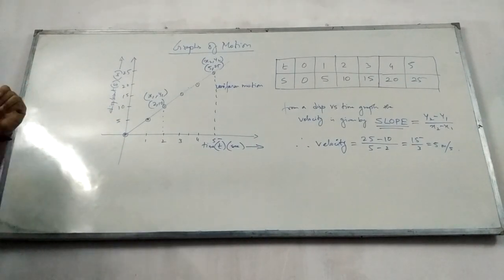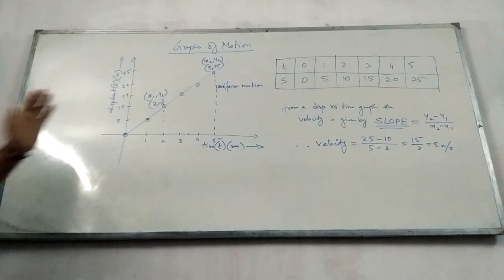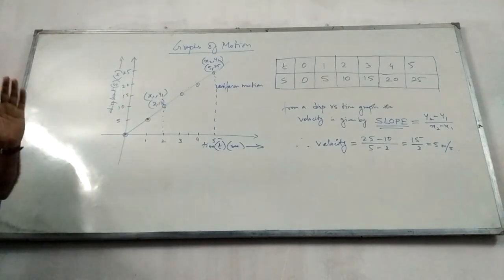You can take any 2 points. With any 2 points, you can find out the slope.